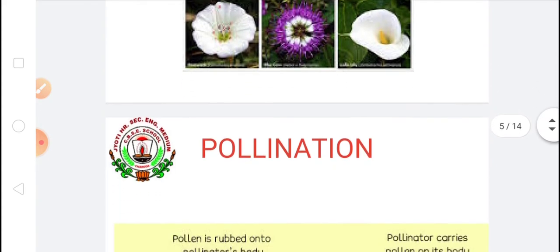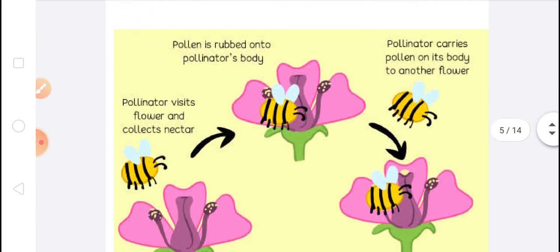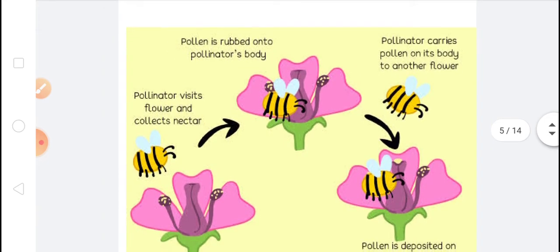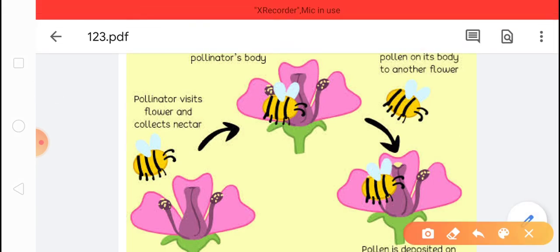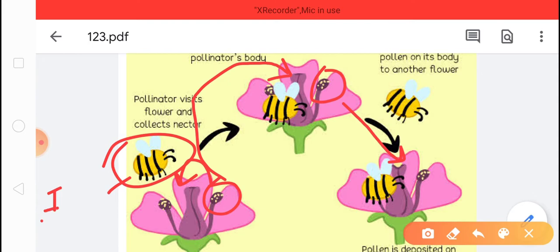Now let's move to the next topic, pollination. Children, pollination is the process in which the pollen grains from the anther are carried to the stigma of either the same flower or another flower, by wind or insects. This process of carrying pollen grains from one flower to another flower is called pollination.